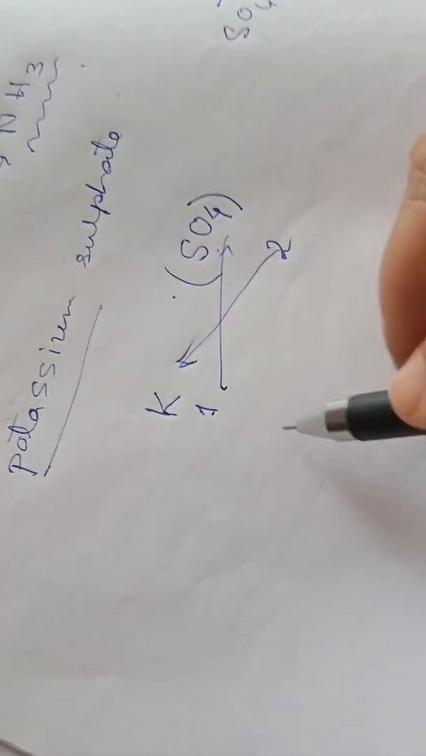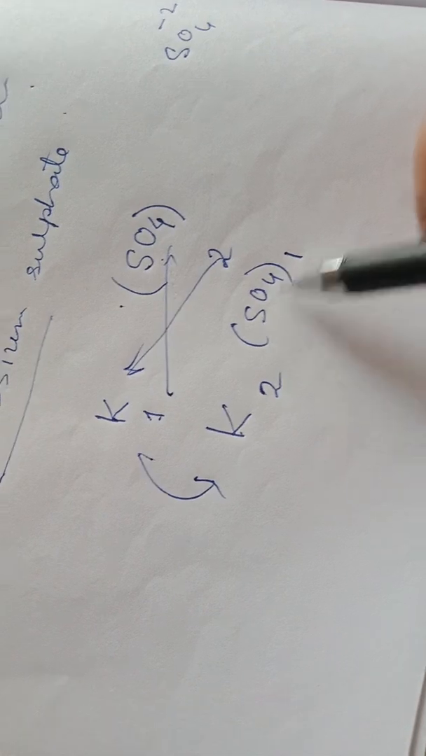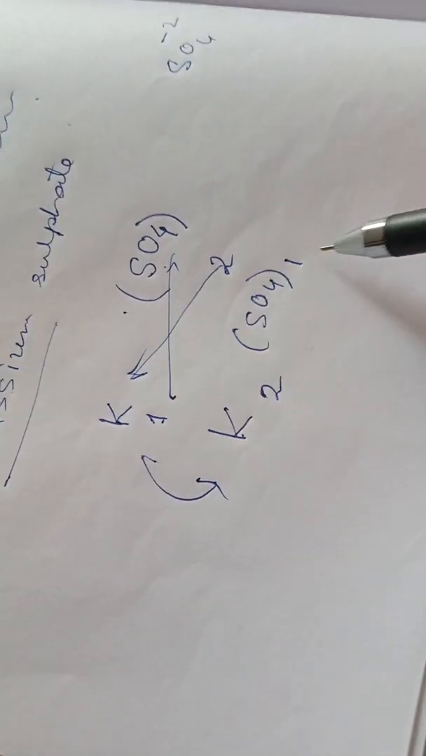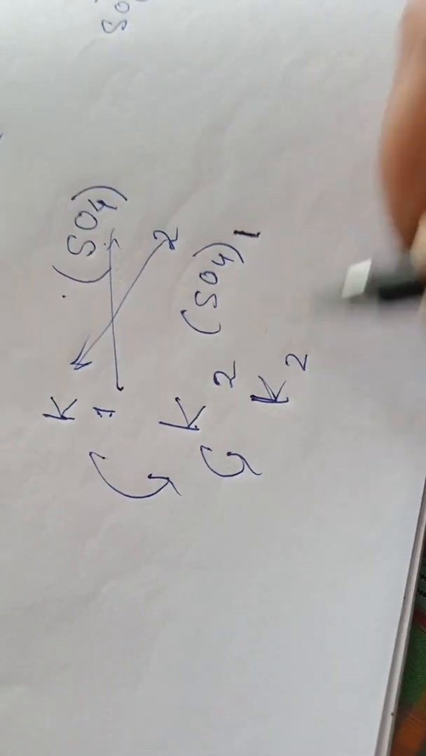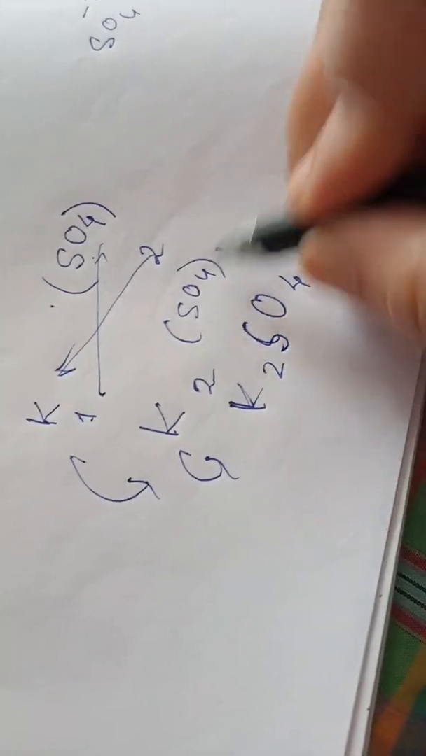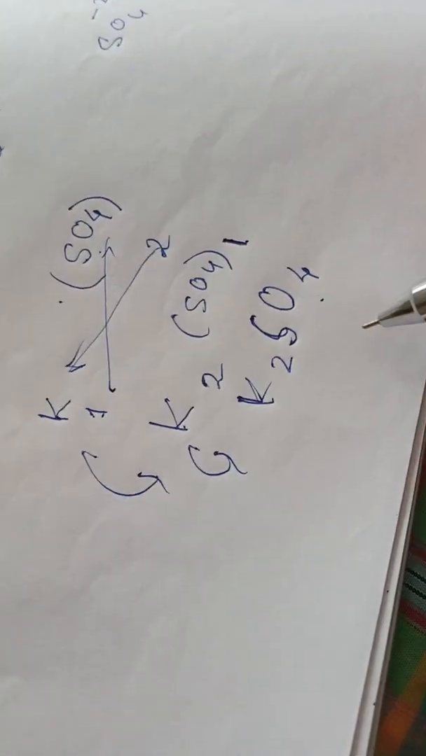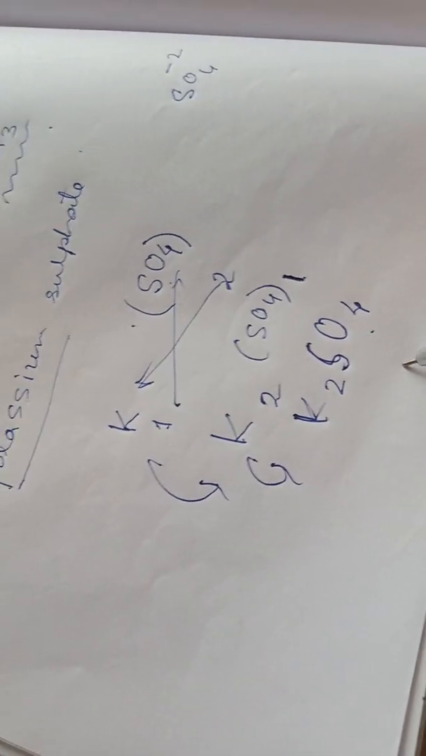After crossing over, what you will get in the next step? K2(SO4)1. Then you see SO4 radical, after crossing over you are getting here 1 only. So since it is only 1, you can write like this, K2SO4, without giving the bracket. That means you can remove the bracket now. So this is the molecular formula of K2SO4. So like that we do. I am showing you another example.